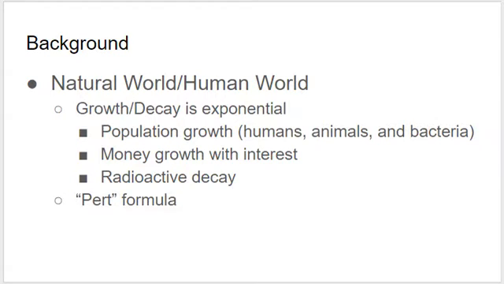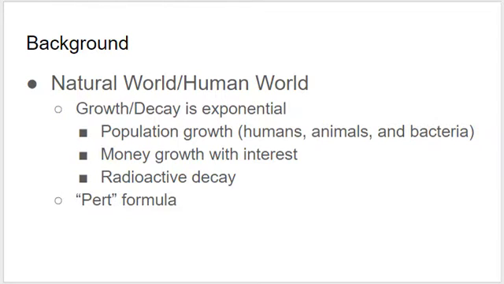Finally, radioactive decay. Radioactive decay happens when a radioactive material such as uranium decays by releasing radiation or particles and becoming a smaller atom. Radioactive decay is proportional to the amount of substance left, so it is a form of exponential decay, as it decays quickly at first and then slowly later.